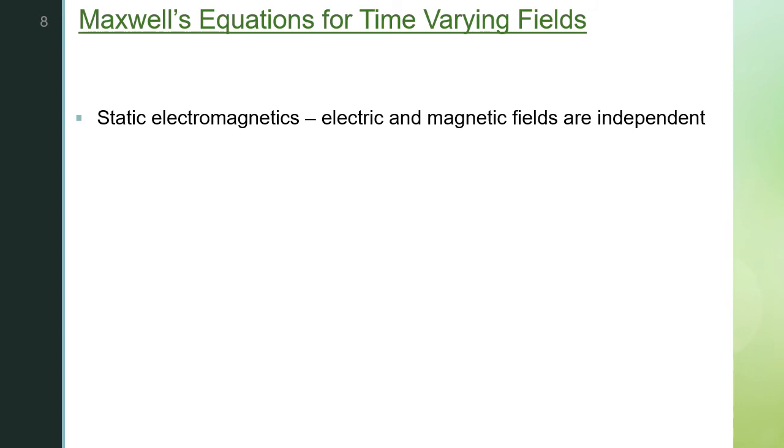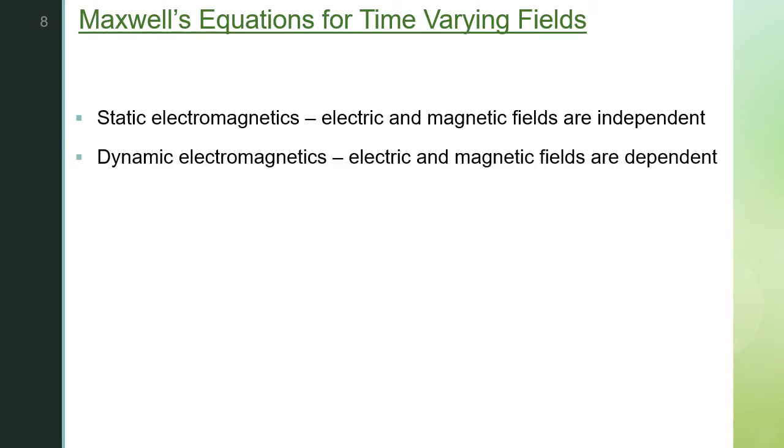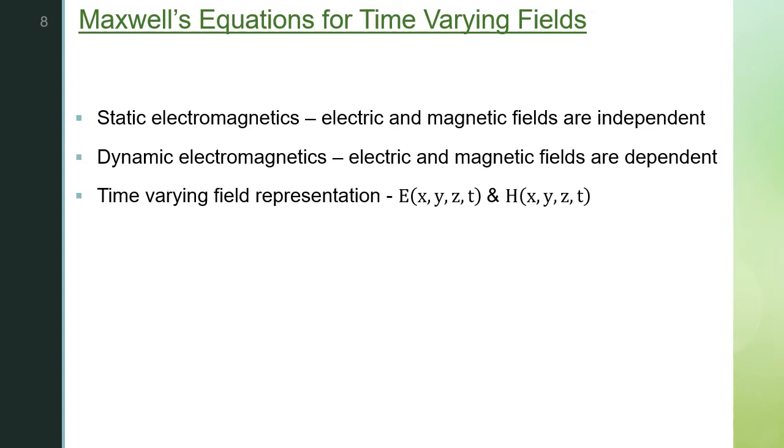So, when you consider static electromagnetics, the electric field and magnetic field are independent quantities and they are not dependent on time. Both electric and magnetic fields will be present separately. But when you consider dynamic electromagnetics, both electric and magnetic fields will be dependent on one another. And when you consider time varying fields, they will be dependent on a third parameter, which is time. Earlier, electric and magnetic fields were just functions of the coordinates x, y, z. Here, they are also functions of time.